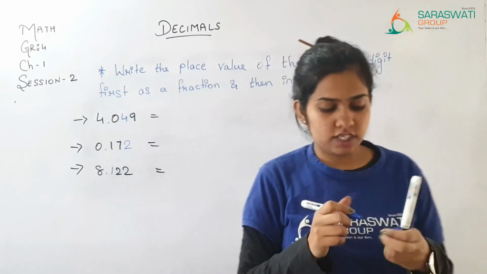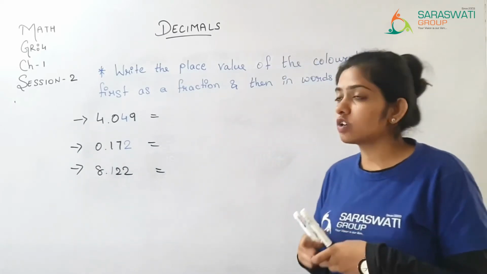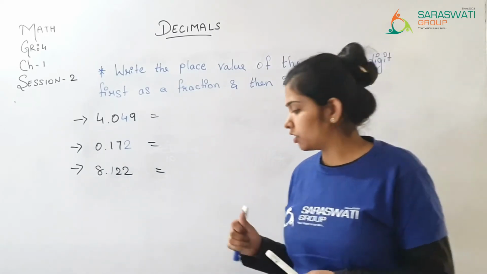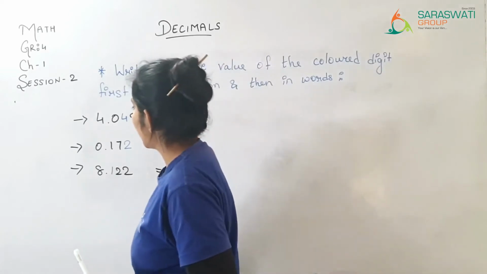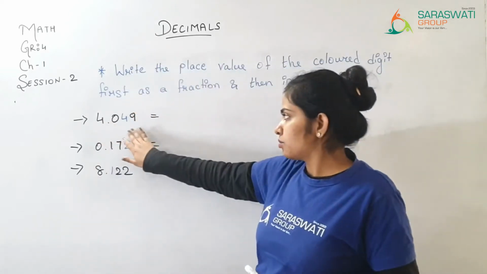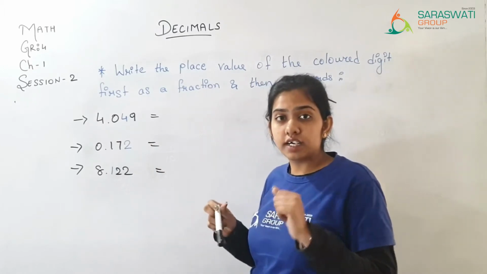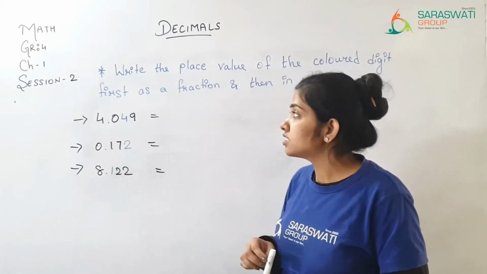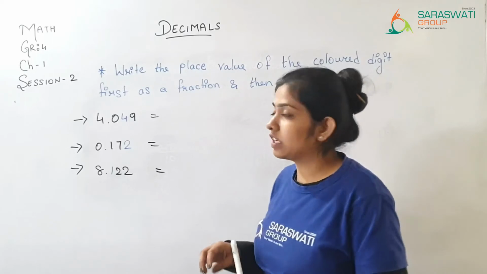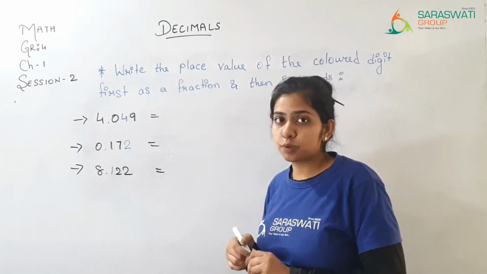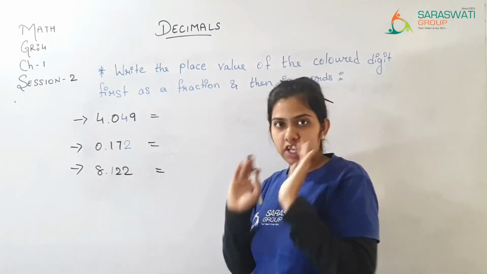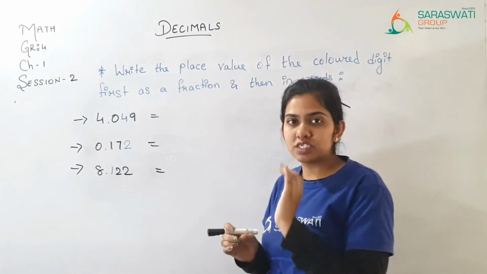See, I have written only 3. The rest of the things you will write by yourself. So here I write some of the numbers in blue letter, right? So those are your colored digits. Now you are supposed to write the place value. आपको इसकी place value लिखनी है, तो आपको तो पता है. तो पहले आपको fraction में लिखनी है और उसके बाद आपको words में लिखनी है.